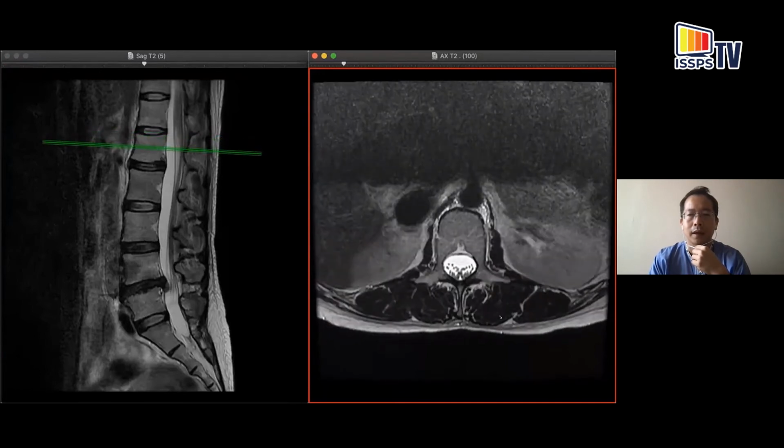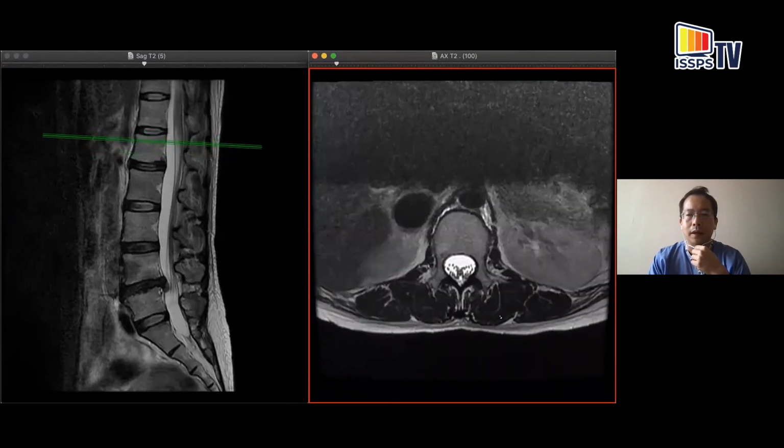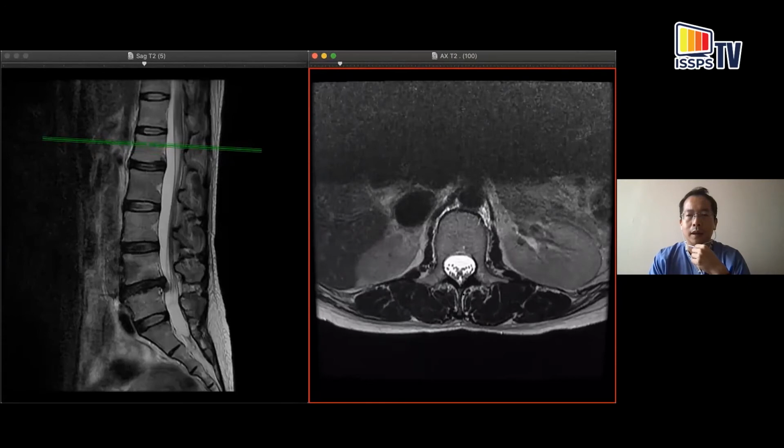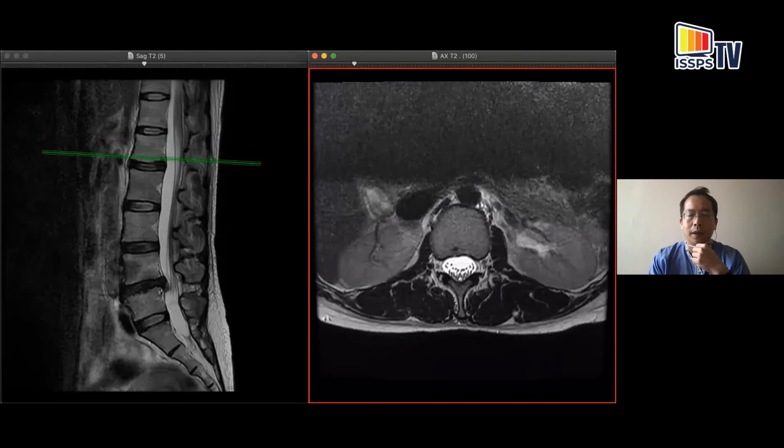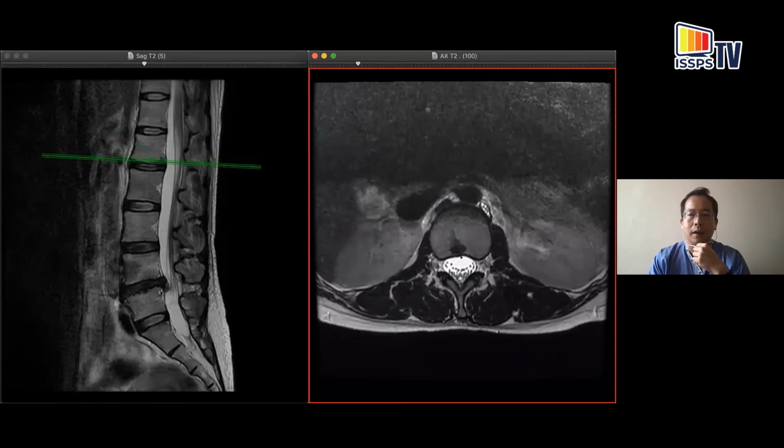Scroll downwards again, and you can see the spinous processes, the lamina, the transverse process, and the pedicle. This is at L1 level. Still very circular in shape. Scrolling downwards again, the exit foramina start to appear together with the facet joints.